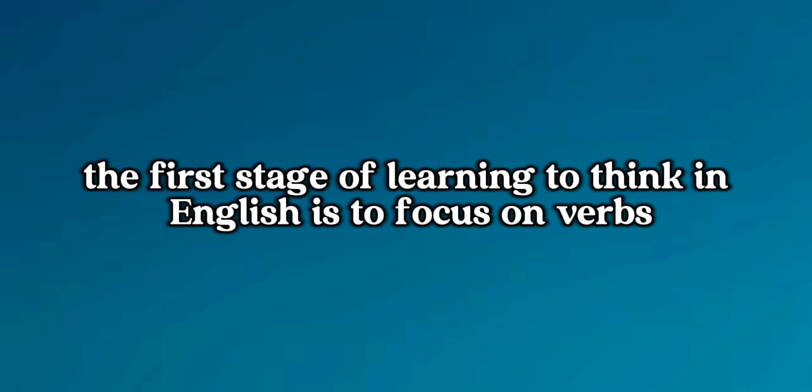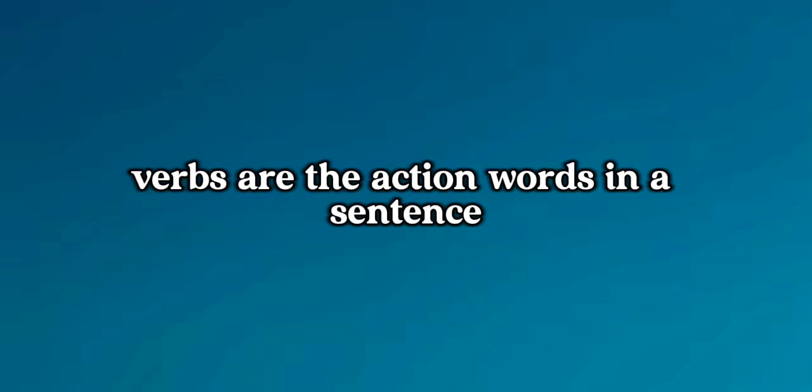The first stage of learning to think in English is to focus on verbs. Verbs are the action words in a sentence. They describe what's happening. Why do we start with verbs? Because action is all around us. If we can think about what's happening in English, we can start forming sentences in our heads more quickly.